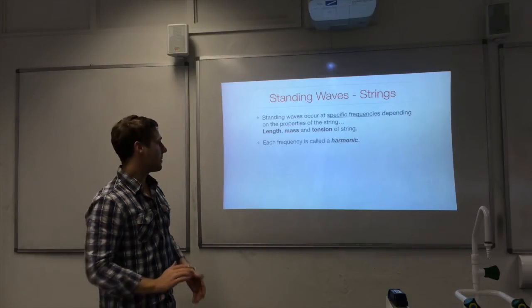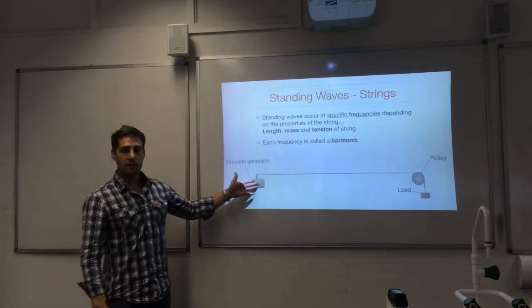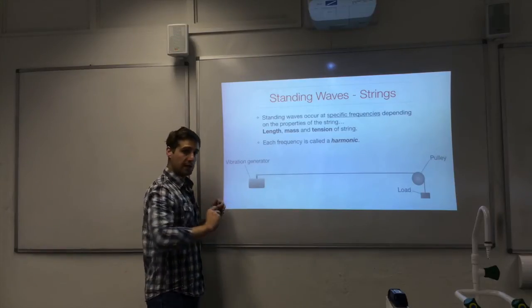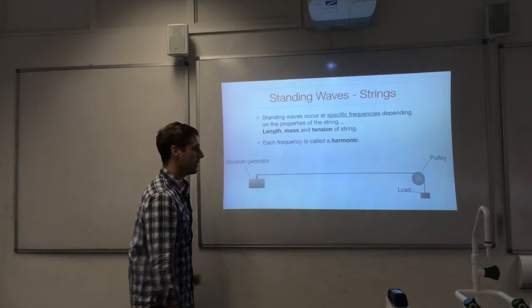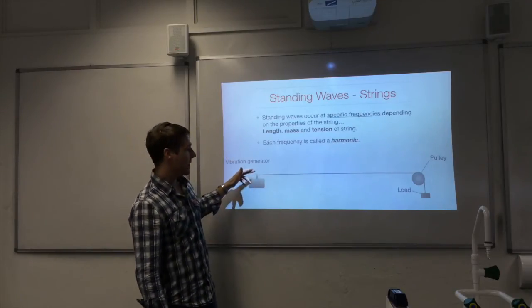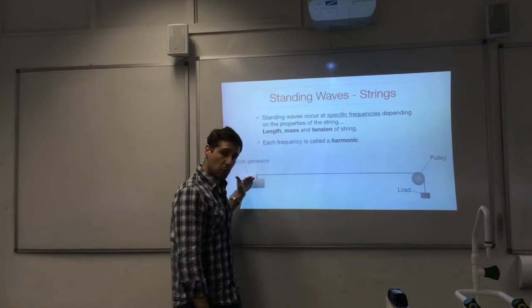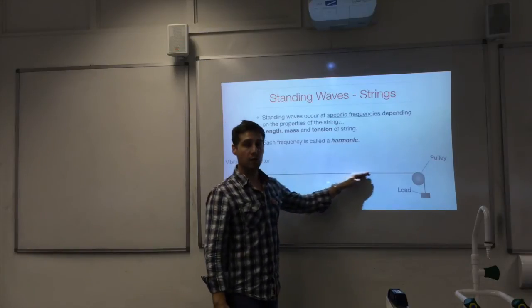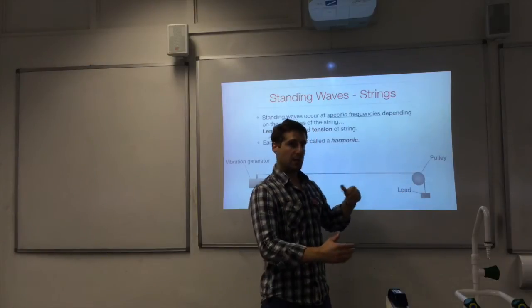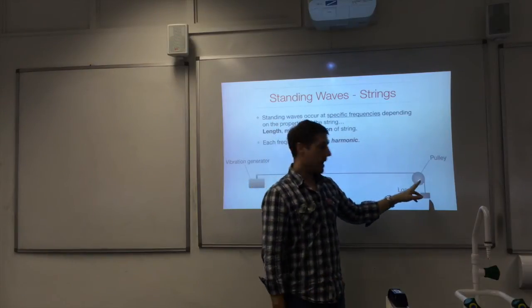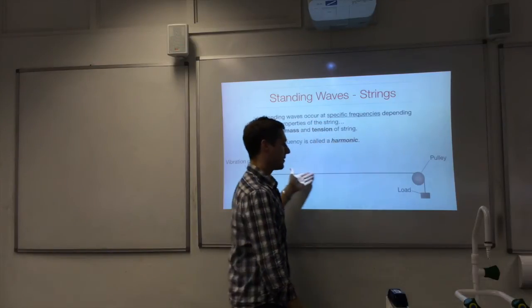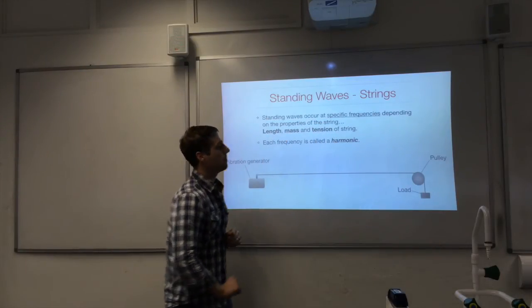Right, let's look at the experimental setup. We have a vibration generator at one end, and that will be connected to a signal generator producing a constant frequency signal to the vibration generator. That's going to move the end of the string up and down. So we'll have a wave propagate along the string towards this, a pulley. And we've got a load there, so we can adjust the tension in the string, and the pulley enables us to transmit that tension along the string here.